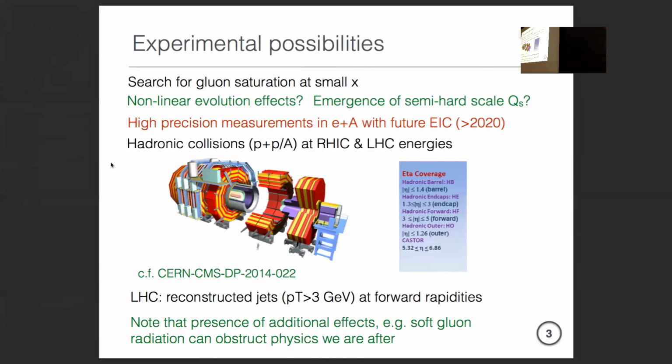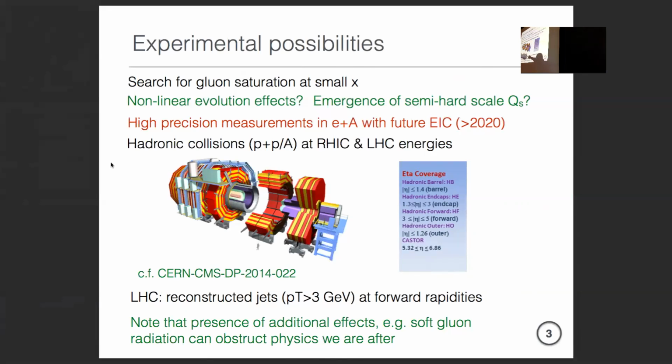In these forward calorimeters, you cannot just do hadrons, you can actually do reconstructed jets, and you can do them down to pTs of something like 3 GeV or so, right? These are highly energetic jets, but because they're flying so far forward, they can reconstruct them down to something like 3 GeV.